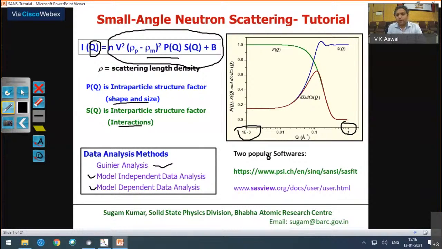Two popular softwares to do all these three data analysis methodologies are, one, SASFIT, which is very popular. This is the link for downloading SASFIT. This is free software. The other is SASView. SASView is also free. One can download and easily use them. Both the softwares are quite good, containing a lot of models and easy to handle. One can choose based on their own choices.